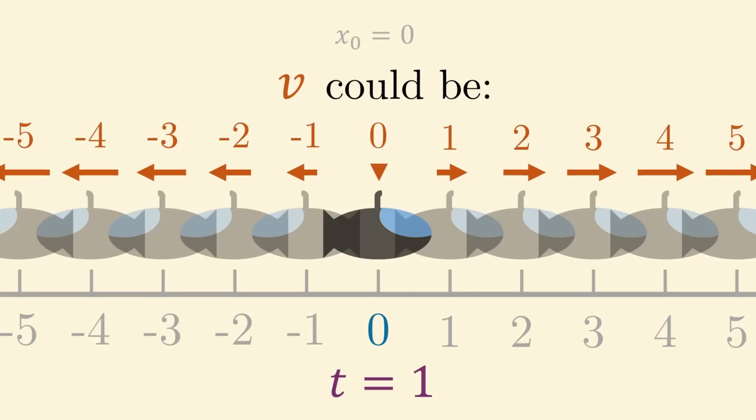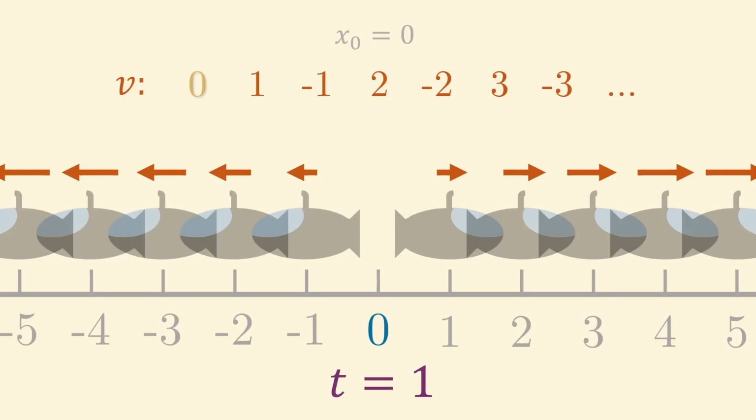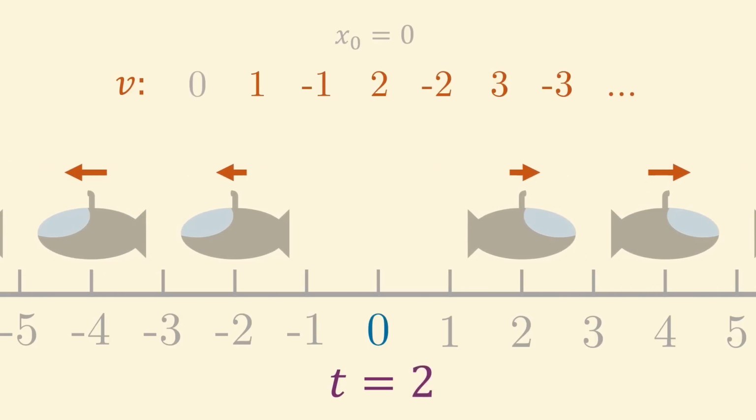But we just learned something useful. We can reorder to get 0, 1, minus 1, 2, and so on. So after the first second, let's search 0. But then things get a bit trickier. The submarine moves. This isn't really an issue though, as long as we keep track of time.